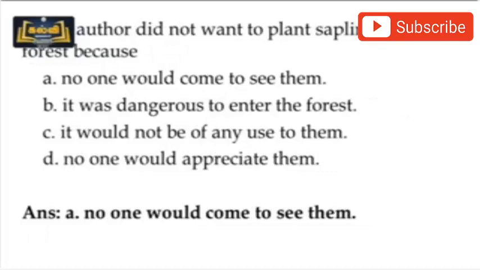Question number 4. The author did not want to plant saplings in the forest because dash. Option A, no one would come to see them. Option B, it was dangerous to enter the forest. Option C, it would not be of any use to them. Option D, no one would appreciate them. The correct answer is option A, no one would come to see them.